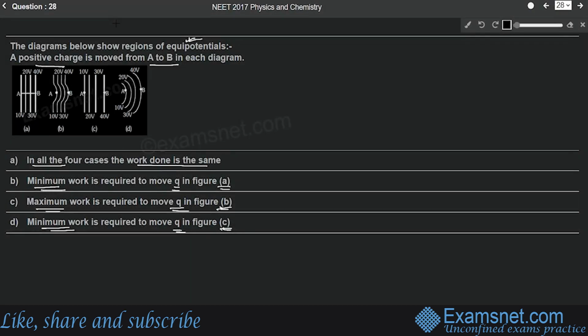Here if we look at all the four figures, you can see that delta V is the same. And we know that work done is equal to charge into delta V, delta V meaning change in potential. So when delta V is the same, work done will also be the same.